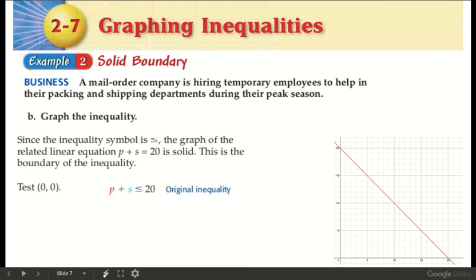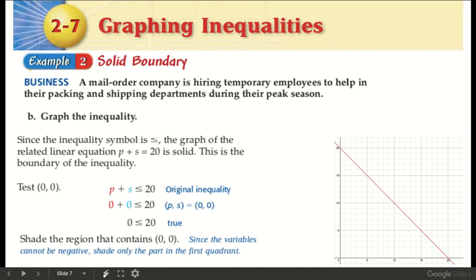So here's my original inequality. I'm going to plug in 0 for each one of those. Clearly, 0 plus 0 is going to give me 0, and 0 is less than or equal to 20 is a true statement. So this point does work as a solution. That means everything on this side of the line is going to be a solution, right?